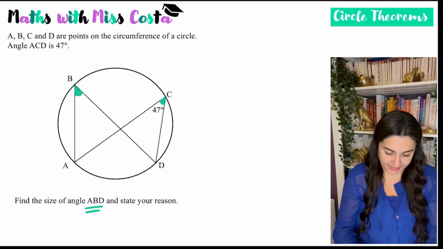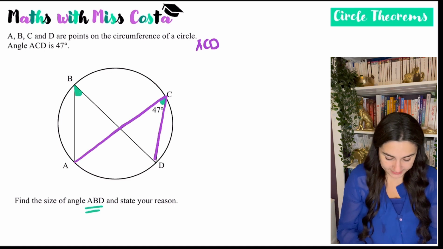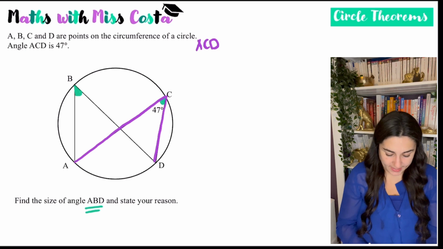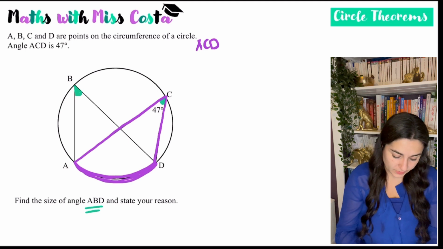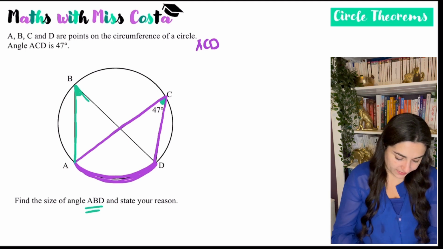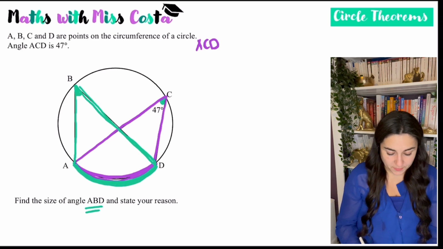So what that means is, if I have a look at ACD, how is that formed? Well, let's draw the two lines that it's formed by. Angle ACD is formed by line AC and line CD. And what's the arc that this is formed by? It's over here, so the arc AD. Now let's have a look at angle ABD. That's formed by these two lines, line AB and line BD, and that is also formed by this same arc.